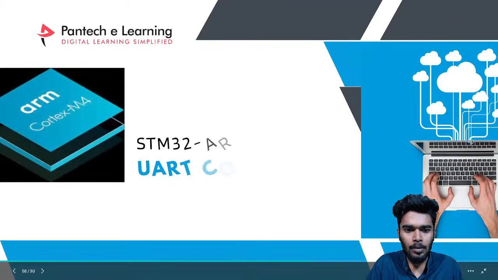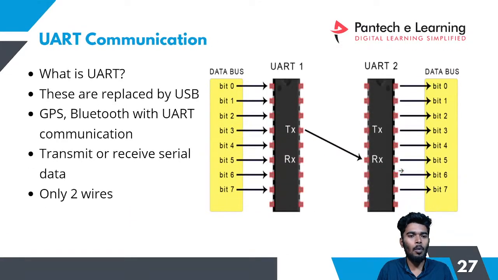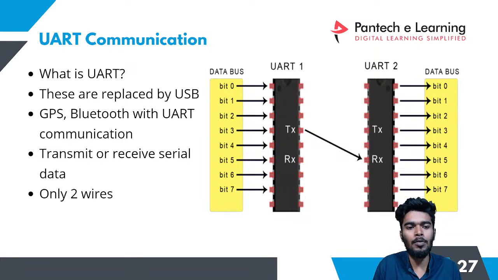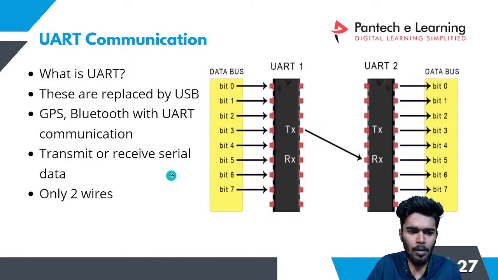So we are going to see UART communication. First we have to know what UART is. UART stands for Universal Asynchronous Receiver Transmitter. It was later replaced by USB, as USB was developed with UART as a model. GPS modules and Bluetooth modules all communicate using UART. This is a serial data communication, so it transmits the data in a serial way.